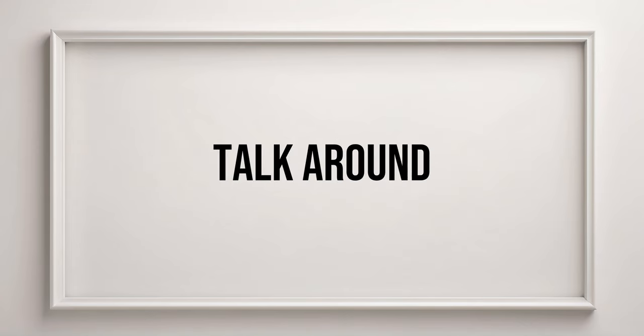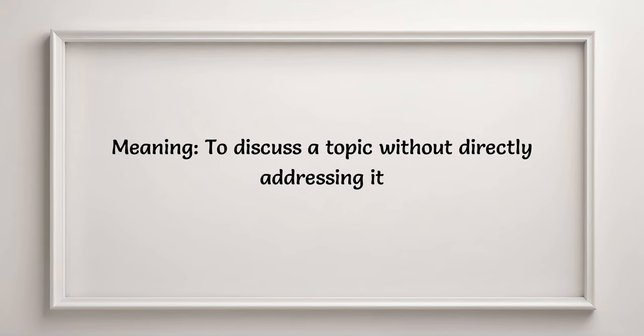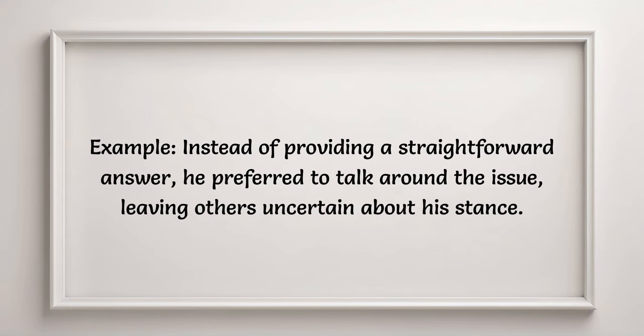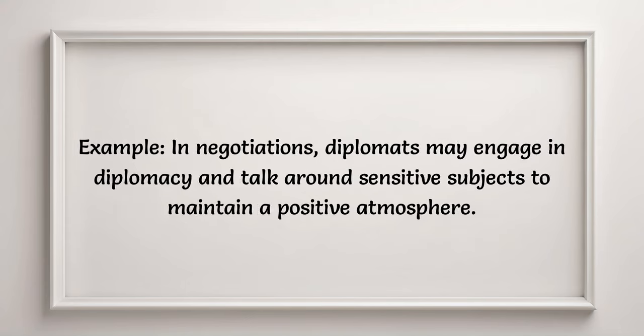Talk around. Meaning: To discuss a topic without directly addressing it. Example: Instead of providing a straightforward answer, he preferred to talk around the issue, leaving others uncertain about his stance. Example: In negotiations, diplomats may engage in diplomacy and talk around sensitive subjects to maintain a positive atmosphere.